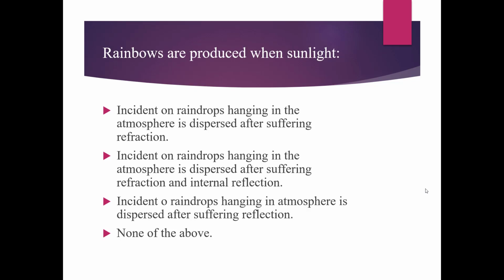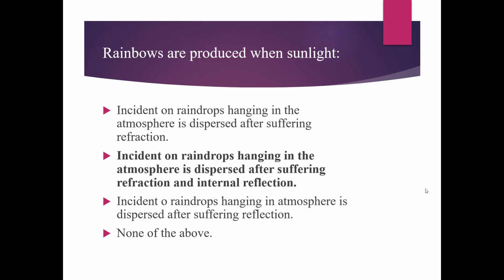Next question. Rainbows are produced when sunlight. Let's see the options. Incident on raindrops hanging in atmosphere is dispersed after suffering refraction, not only refraction. Next option is incident on raindrops hanging in the atmosphere is dispersed after suffering refraction and internal reflection. Yeah, this is the one.